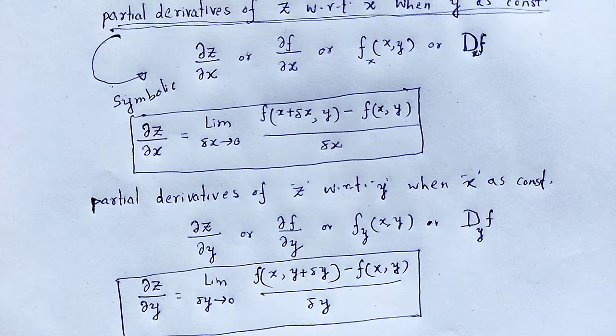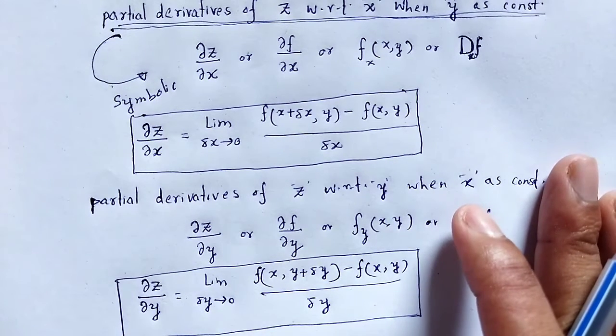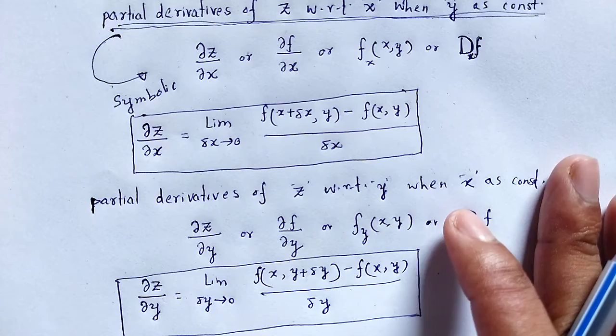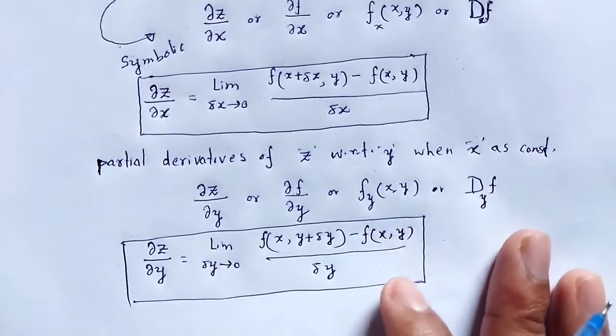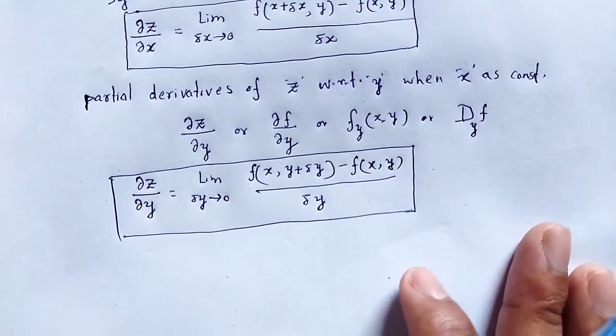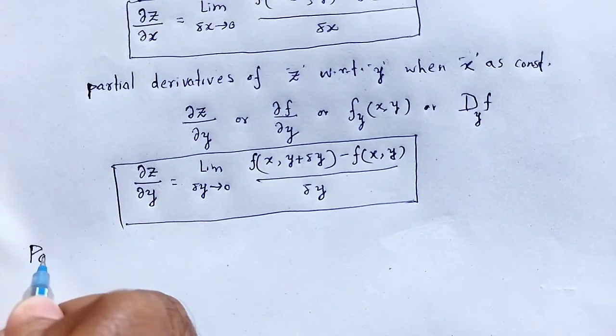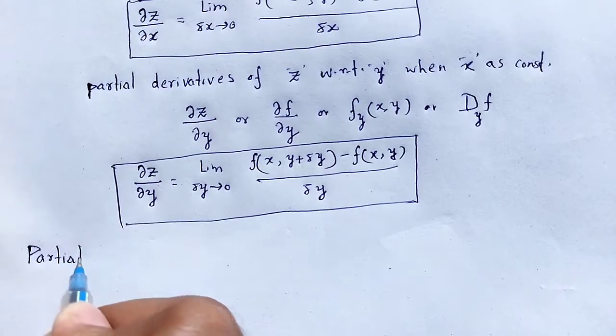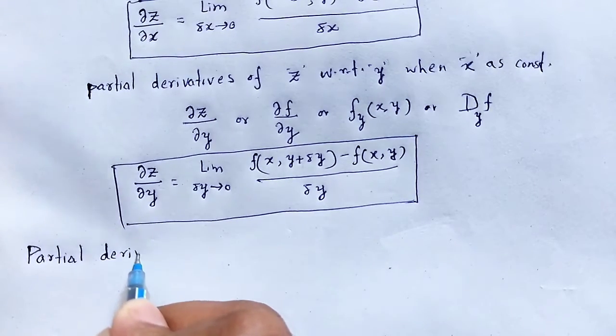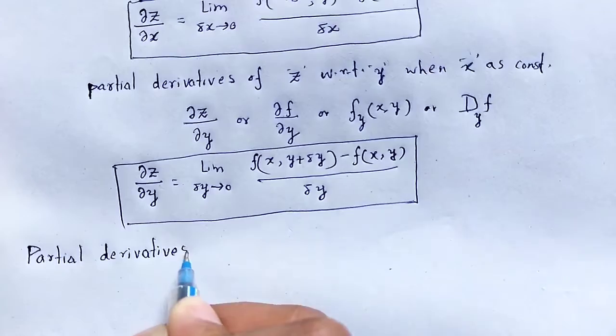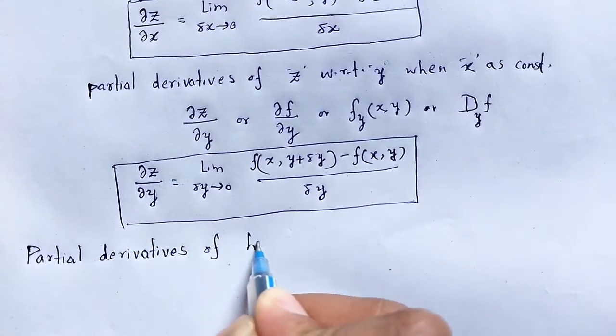This is how we can get the partial derivatives of functions based upon two variables. Let us now find out some derivatives related to partials of higher orders. So let us discuss partial derivatives of higher order.